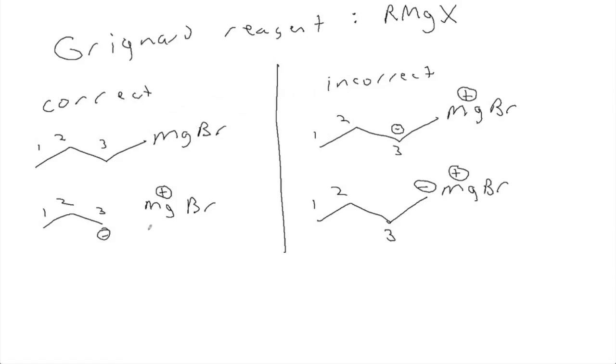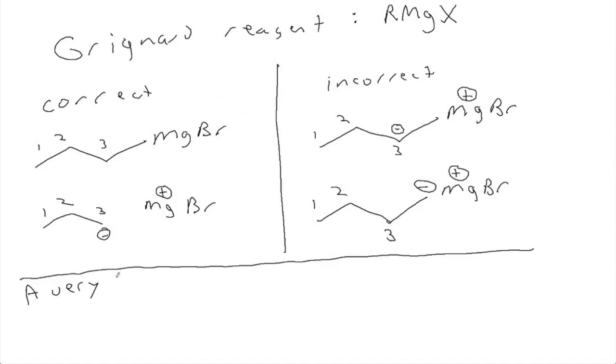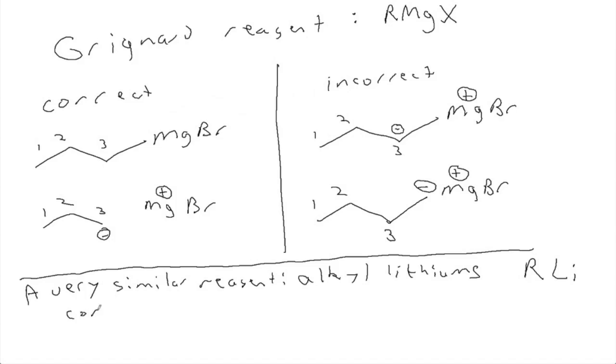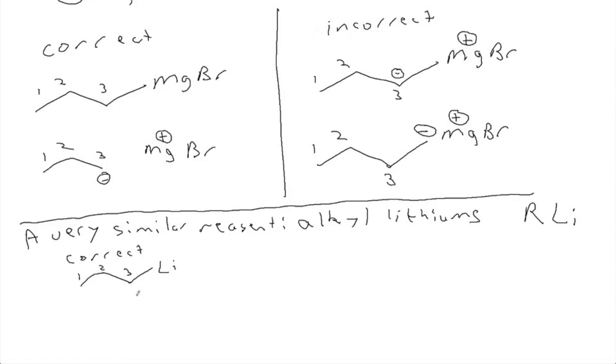I'll show you another type of reagent that's also similar to this. Another reagent that's similar. Very similar, almost identical, actually. A very similar reagent are alkyl lithiums. Their formula is this. What does the R stand for? Alkyl group. Right, which is a carbon chain. Those are actually almost identical to Grignards. So here would be a correct way to draw an alkyl lithium.